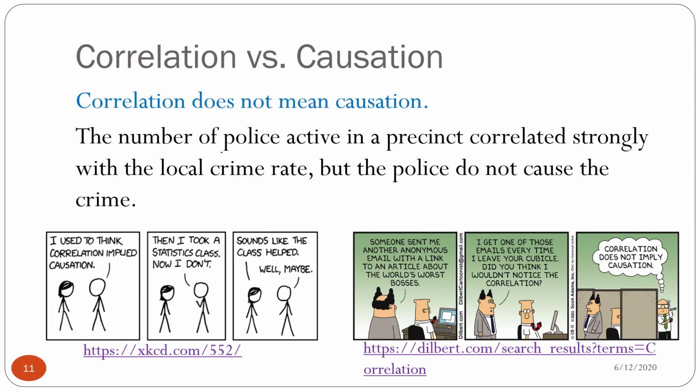So you might find that the places where you have higher crime, you'll have a lot of police posted over there. But police being present at a site where there was a crime does not mean that the police is responsible for doing the crime. So this causation kind of a thing does not follow from correlation. The number of police active is strongly correlated with the local crime rate, but the police do not cause the crime.